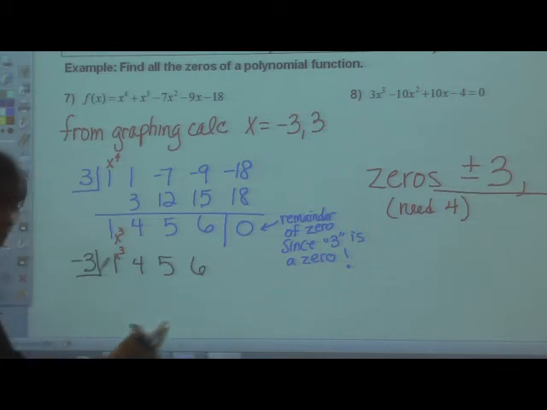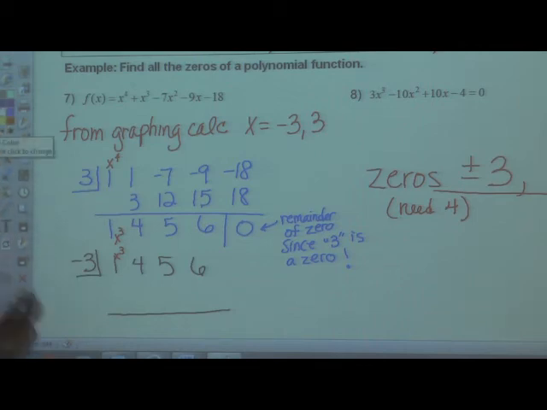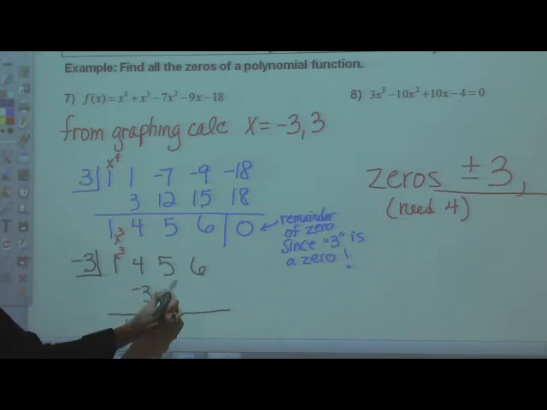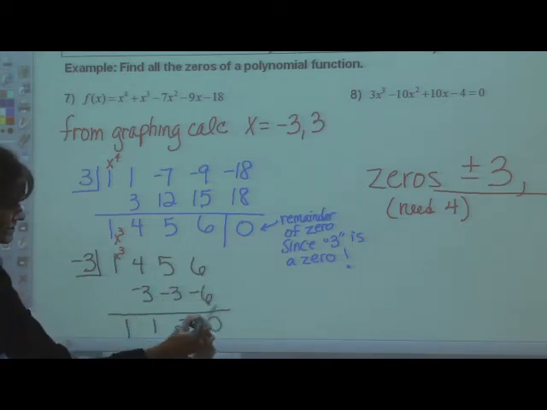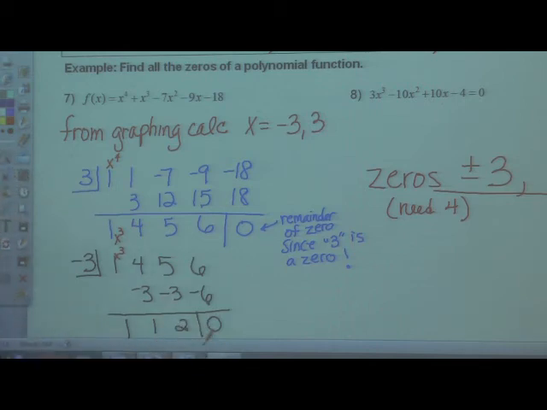So my answer will be what? What degree down here? You're probably guessing 2, and you're right. The degree down here will be 2 when I'm done. So let's synthetically divide and see what we get. 1, -3, 1, -3, 2, -6, remainder 0.